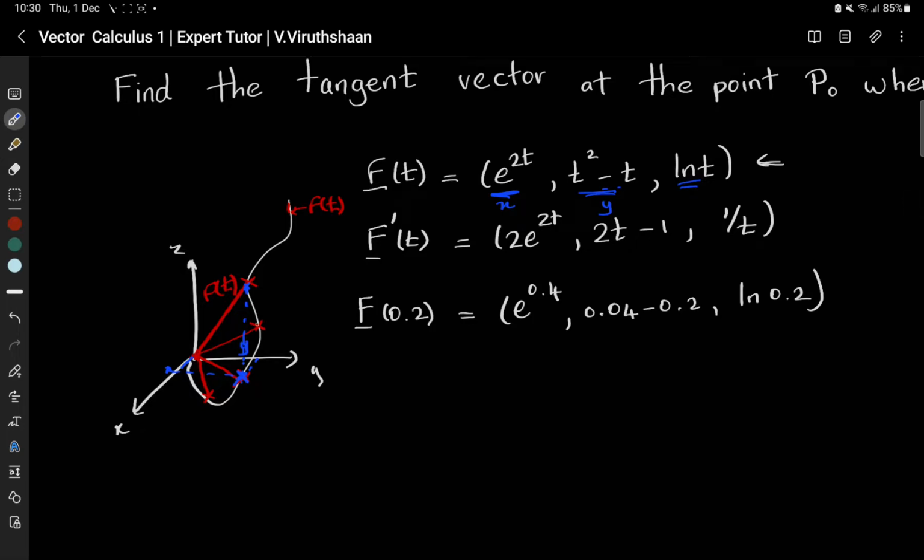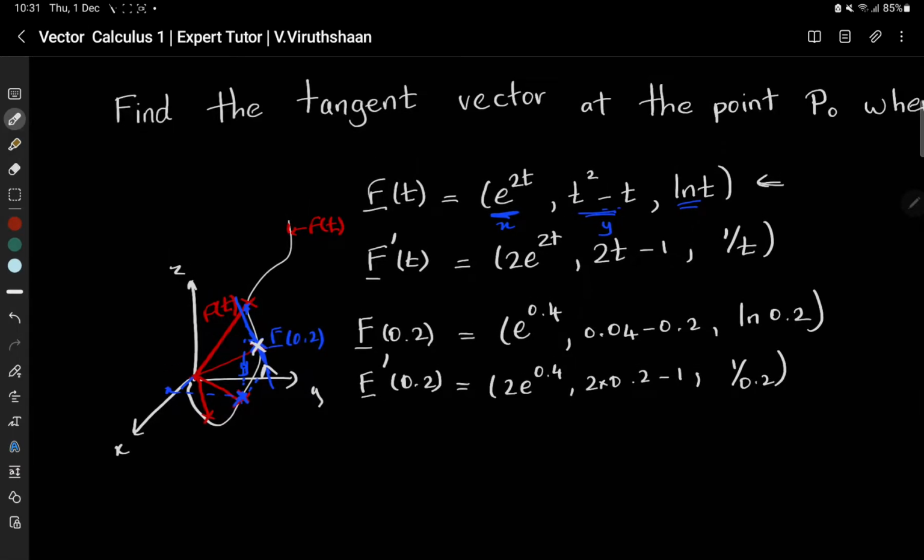Now we have found the point of this particular vector. Let's say this is f at 0.2. Now we need to find the tangent line of this. So how to find that? Since I have already mentioned, we need to get the derivative, and here what's the value of t? For what value of t we are calculating, it's going to be 0.2 again. So you can substitute the value of 0.2 and get the directional vector at this point. This will give you, let's say, 2e to the power 0.4 comma 2 into 0.2 minus 1 and 1 by 0.2. This vector will give you the direction of the tangent vector.